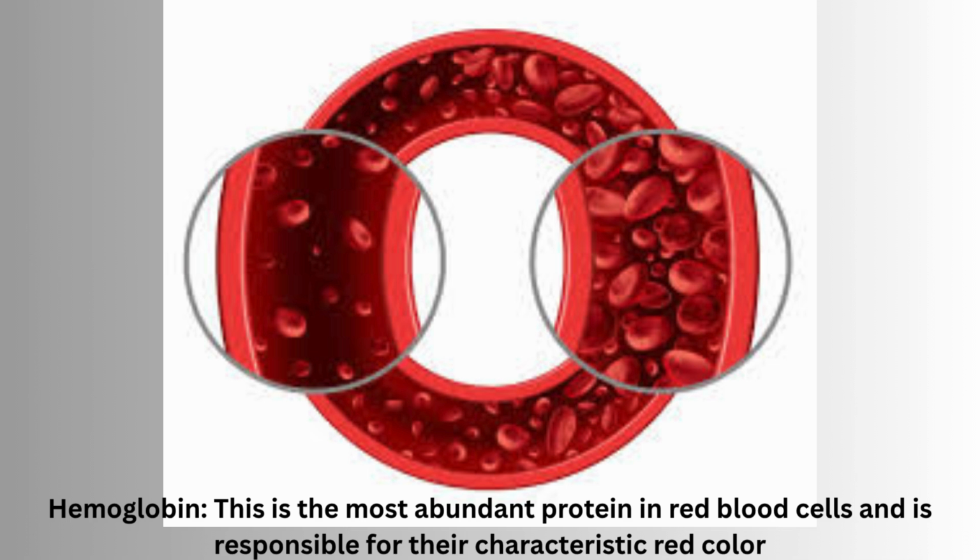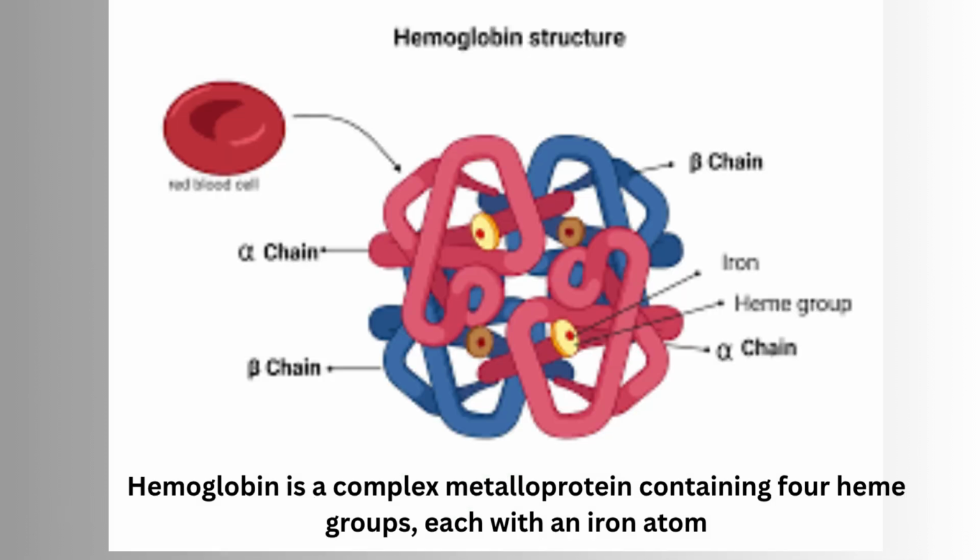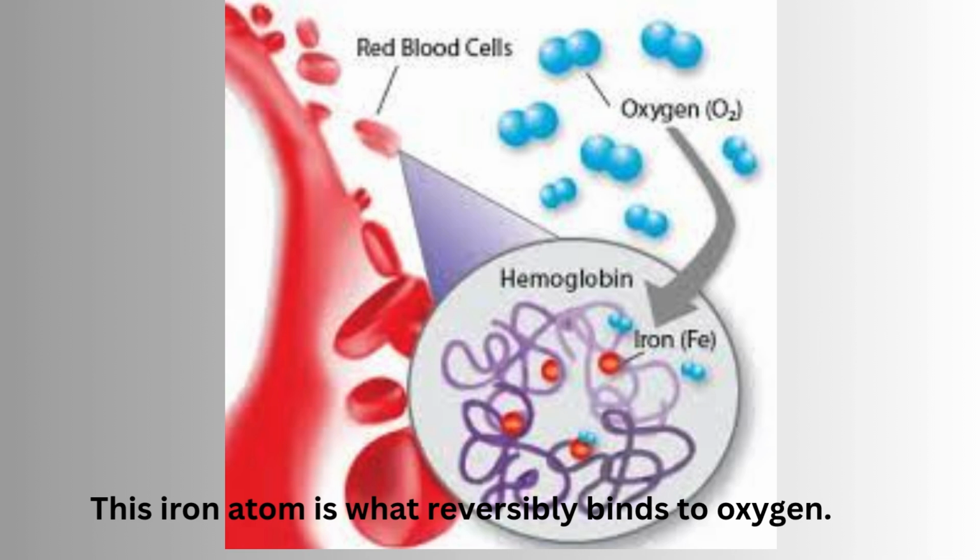Hemoglobin. This is the most abundant protein in red blood cells and is responsible for their characteristic red color. Hemoglobin is a complex metalloprotein containing 4 heme groups, each with an iron atom. This iron atom is what reversibly binds to oxygen.